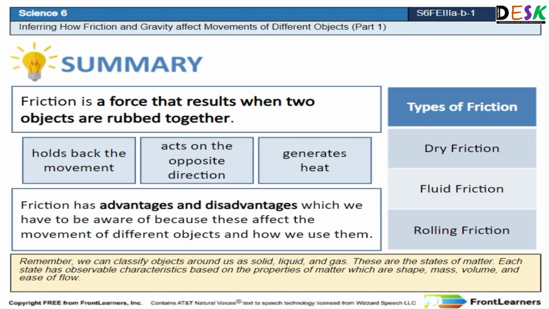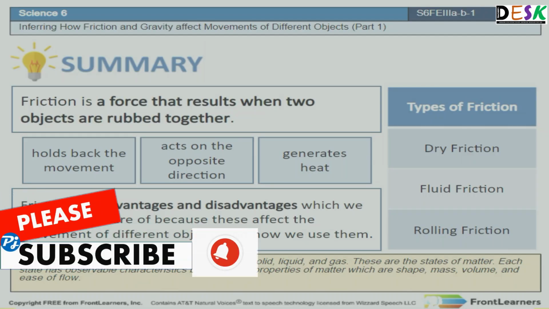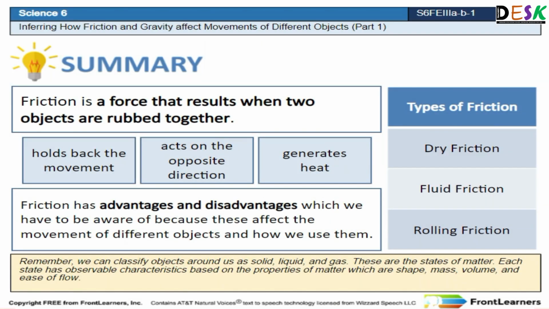Remember, we can classify objects around us as solid, liquid, and gas. These are the states of matter. Each state has observable characteristics based on the properties of matter, which are shape, mass, volume, and ease of flow.